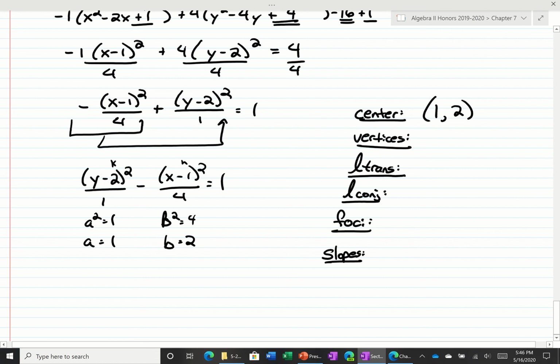So because this is vertical, the y comes first. The graph's going to look something like this, where we're going 1 unit up and down. We're going 2 units right and left. So therefore, the length of the transverse would be 2 times 1, or 2 units. You have to say units, otherwise I would take off points.